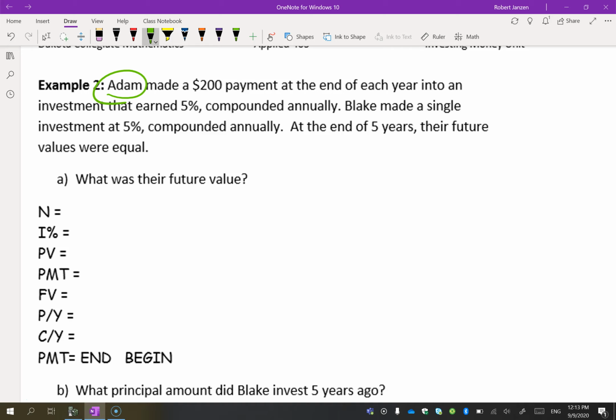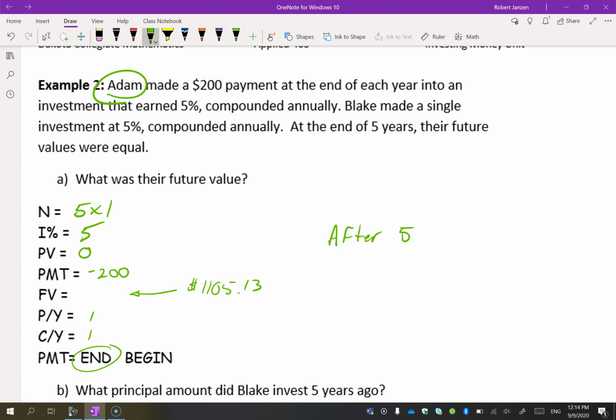Okay, so for 5 years, it's going to be 5 times 1 because he's not putting any payments in, so it's just going to be reinvested every year. We got 5%. Starts with 0, but he's putting in $200 a year. Okay, 1 payment a year, compounded annually. What does he have after 5 years? $1,105.13. So, what was their future value?